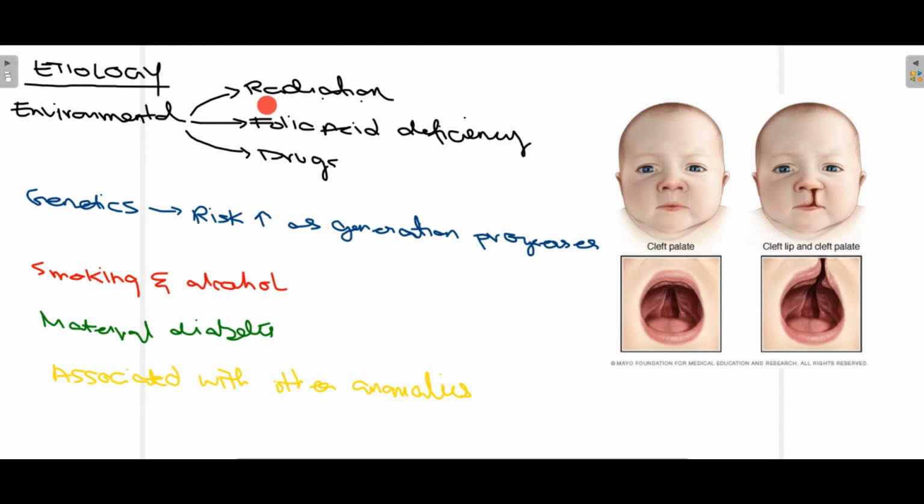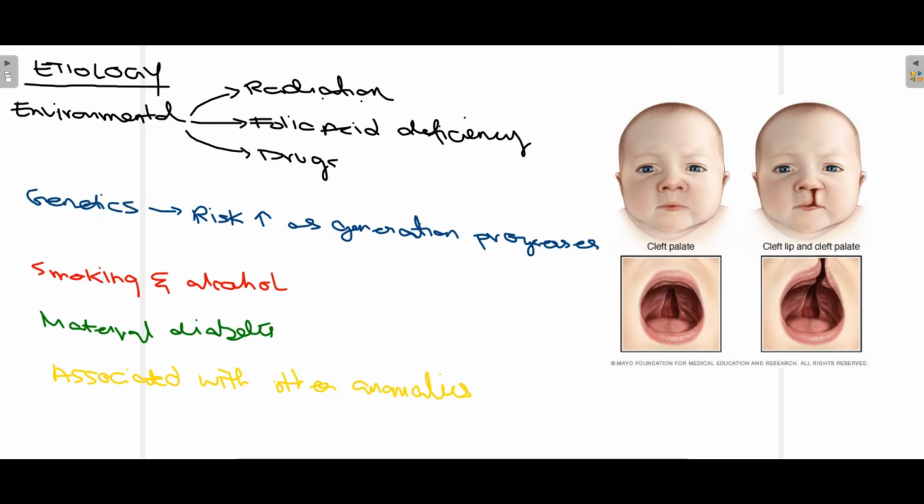Now moving on towards the etiology of cleft lip and palate, firstly there are environmental factors. In that we have radiation exposure, especially during the pregnancy period of a female. Then we have folic acid deficiency, which may lead to cleft lip and palate, and there are certain teratogenic drugs which should not be taken during pregnancy, and if they are taken they may lead to cleft lip and palate.